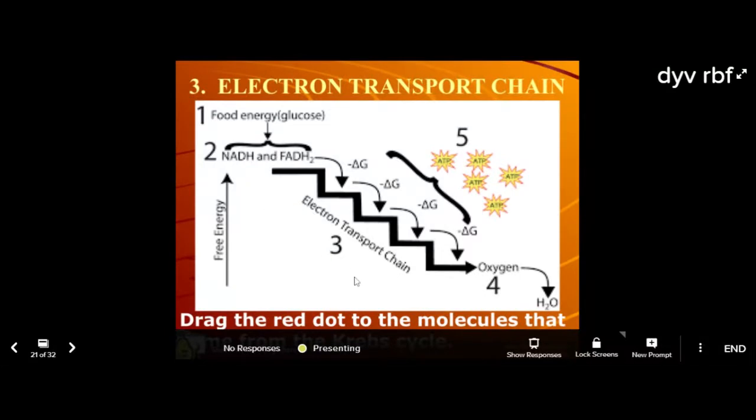So drag a red dot to the molecules. Sorry, my thing is blocking it a little.